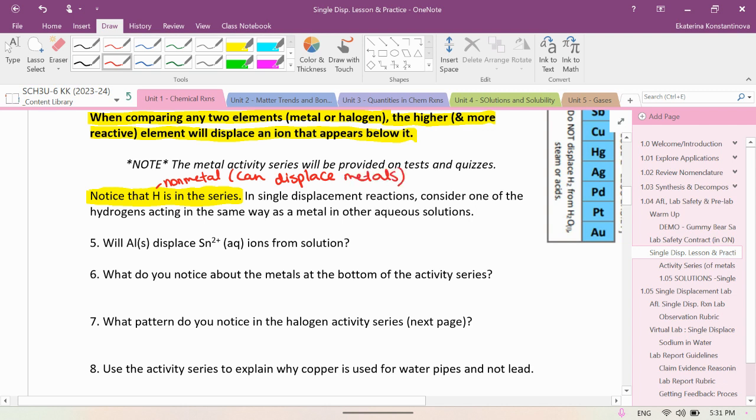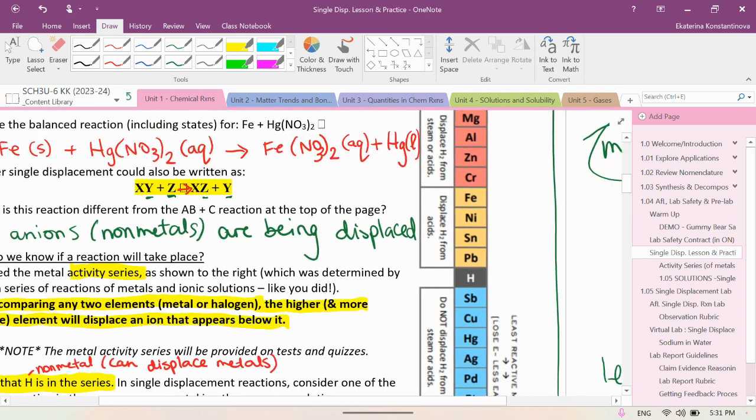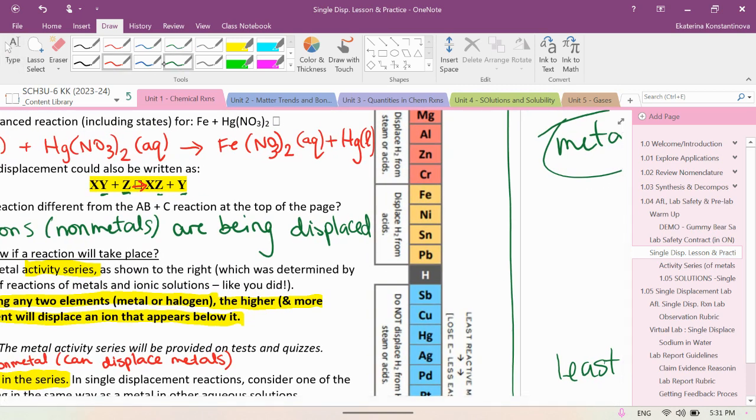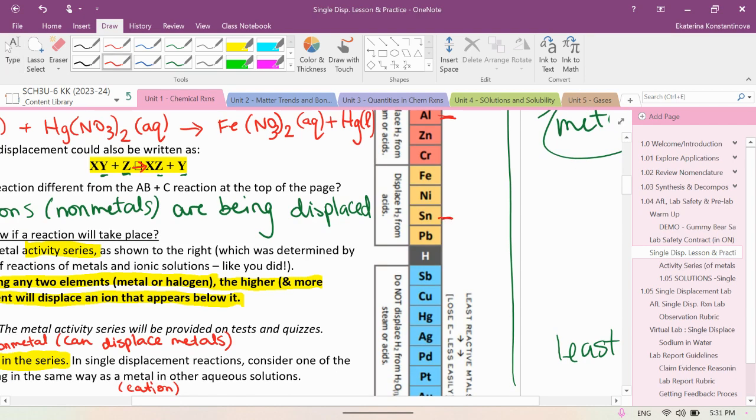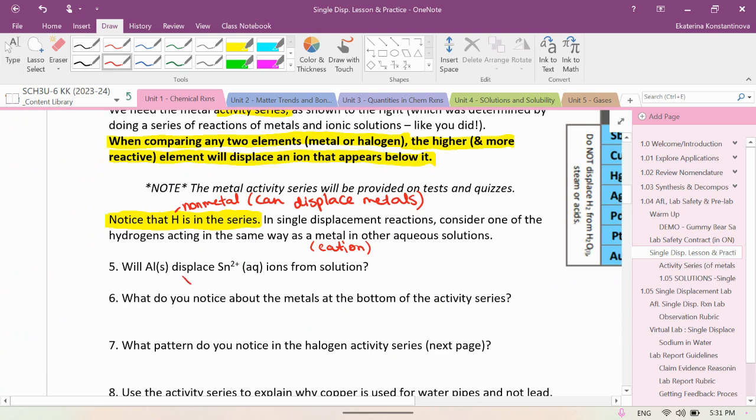In single displacement reactions, consider hydrogen acting in the same way as a metal in aqueous solutions, so the same as a cation in an aqueous solution. Okay, so let's check. Will aluminum displace tin? Well, if aluminum is up here and tin is down here, aluminum is more reactive than tin, so yes, it will displace.